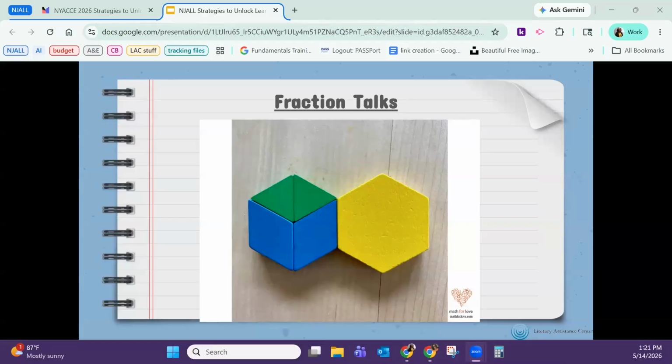So now that I've gotten you to pay attention to some of the things, I am going to ask you what fraction of this figure is green. You can drop it in the chat or you can write it down on your paper. This is a safe space.